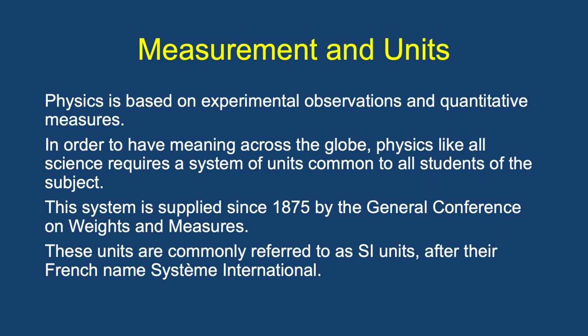All right, moving on to the second part of this activity, measurement and units. Physics is based on experimental observations, quantitative measures. In order to have meaning across the globe, physics, like all science, requires a system of units common to the subject. Now, what we mean by that is, if I say 20 metres, they know what I'm talking about in Kyoto. They know what I'm talking about in Vienna. If I say 20 feet, they do not know what I'm talking about in London. They work in metres over there. We work in metres over here. In science and in physics, we always use SI units. These are the common units that everyone in science uses.